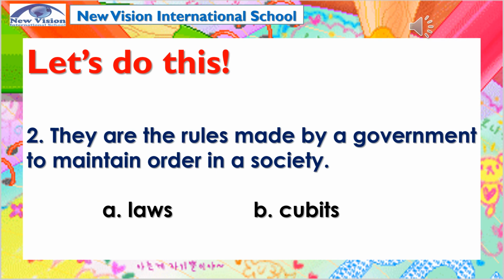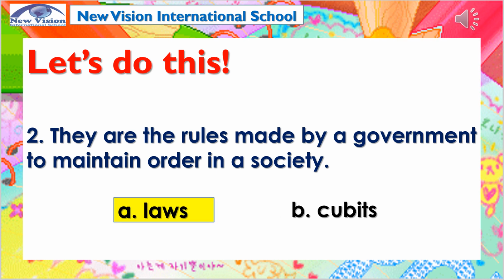Number 2. They are the rules made by a government to maintain order in a society. Is it A, laws, or B, cubits? The answer is letter A. Laws are the rules made by a government to maintain order in a society.